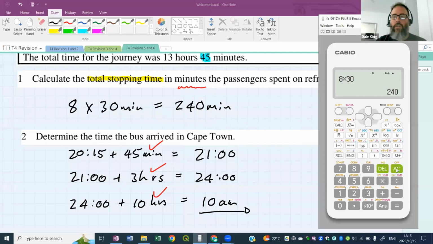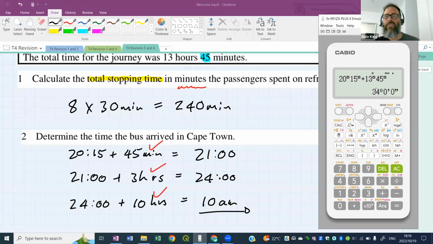All right, let's try the calculator method. So in the calculator method, we're going to use the hours, minutes, seconds button. So let's put in 20 hours, 15 minutes. All right, and then we're going to add on 13 hours and 45 minutes. Let's see what we get there.